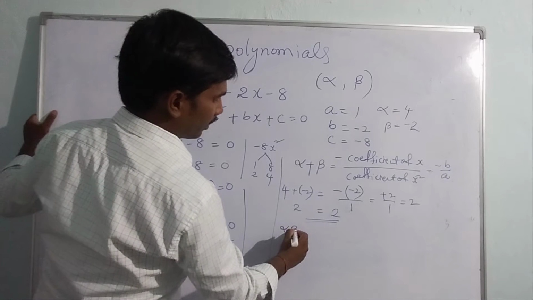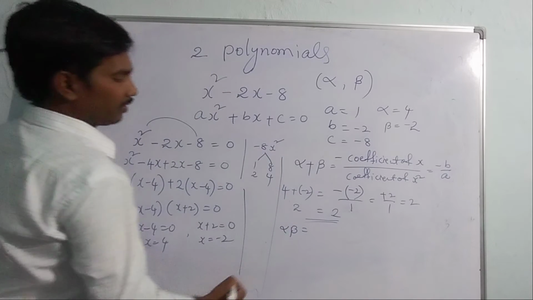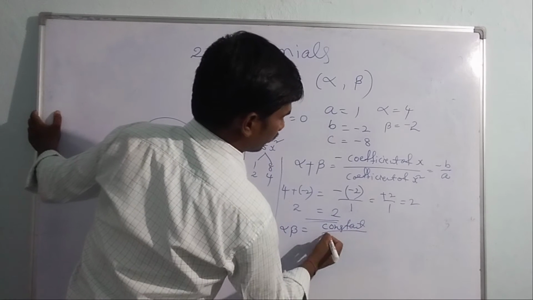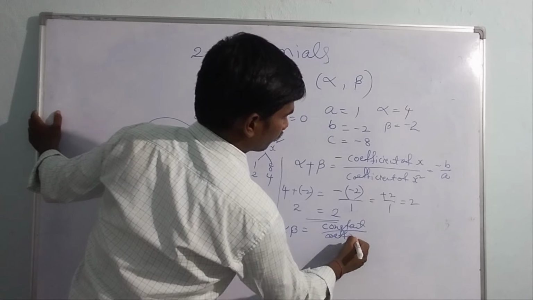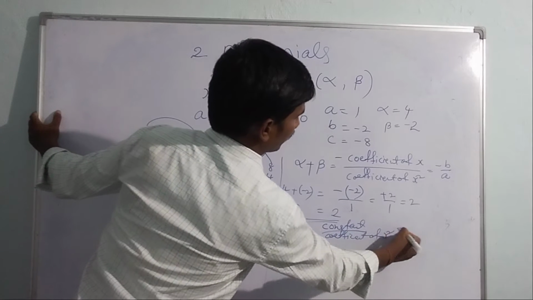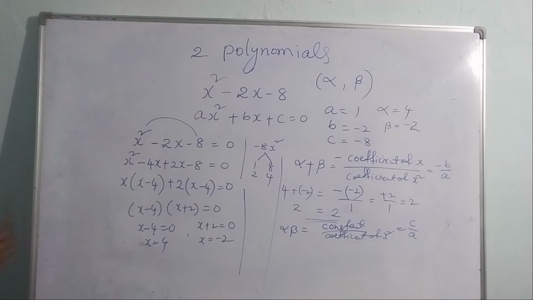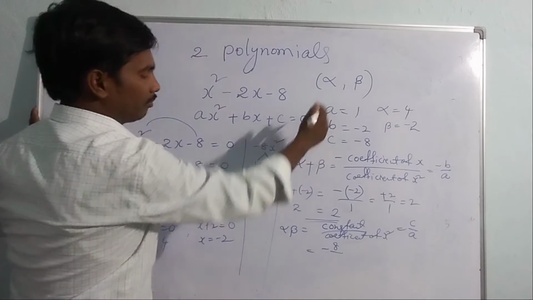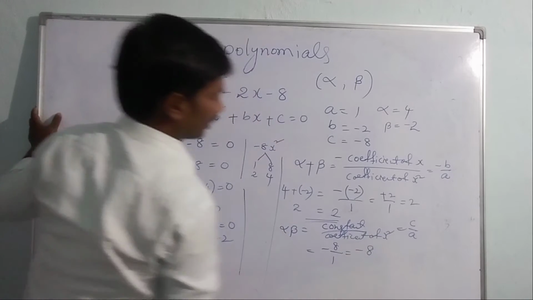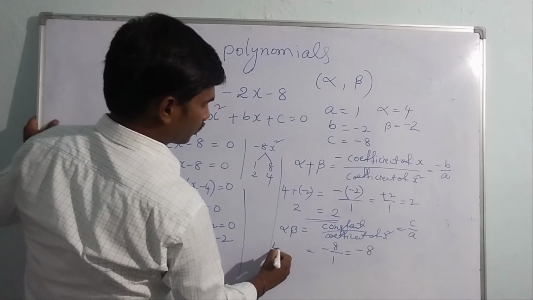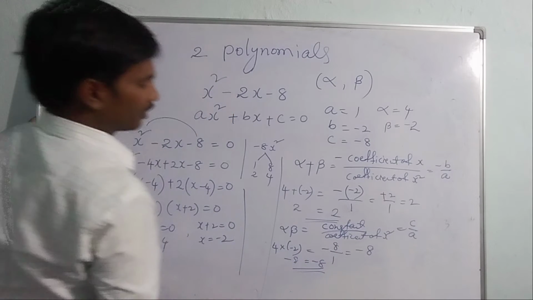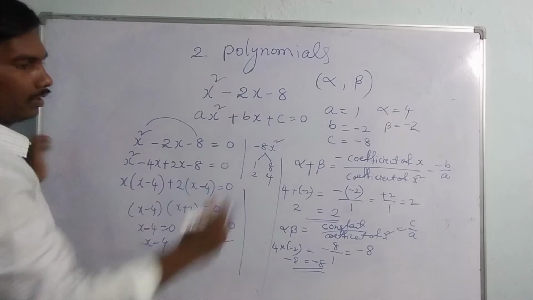Now alpha into beta. Alpha into beta is equal to the constant term by the coefficient of x square, the same c by a. What is the c value here? The c value is minus 8 by 1, which is equal to minus 8. Now alpha into beta means 4 into minus 2, which is also minus 8. So minus 8 is equal to minus 8. Alpha into beta is equal to c by a, verified.